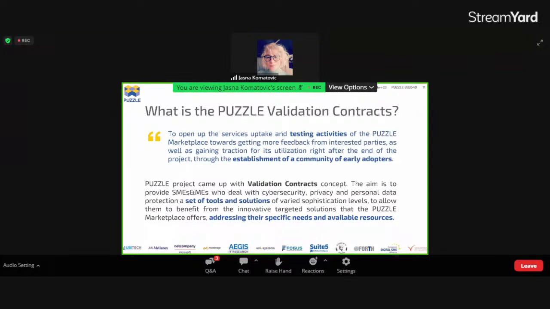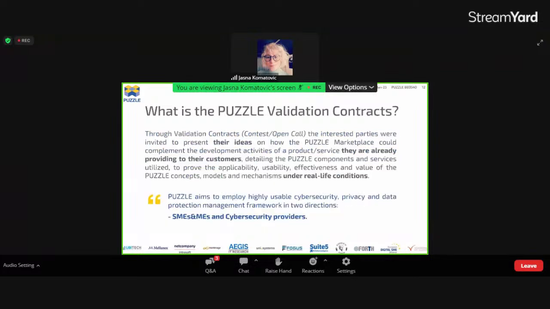Puzzle came up with a validation contracts concept. The aim is to provide SMEs and MEs who deal with cybersecurity, privacy, personal data protection, a set of tools and solutions of varied sophistication levels to allow them to benefit from the innovation and targeted solutions that the Puzzle marketplace offers, addressing their specific needs and available resources.